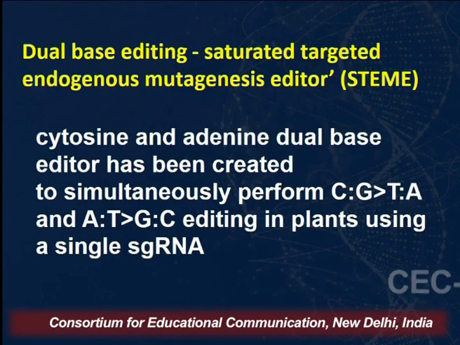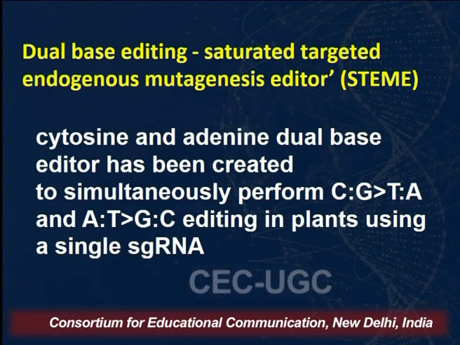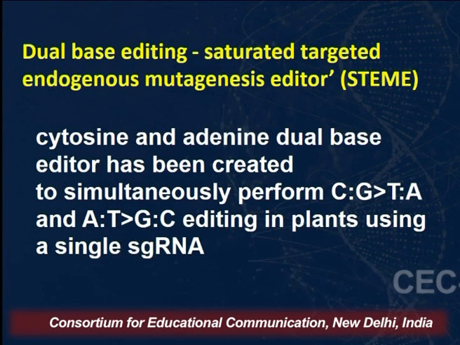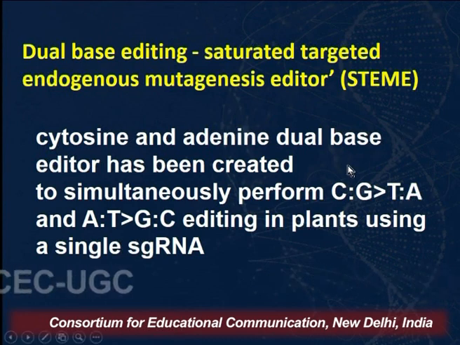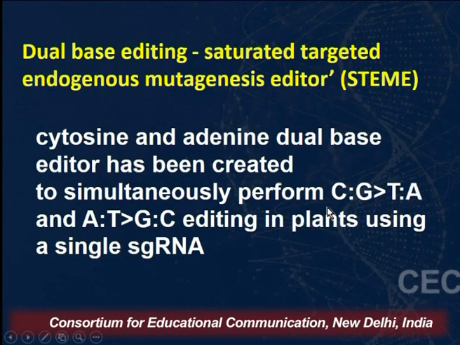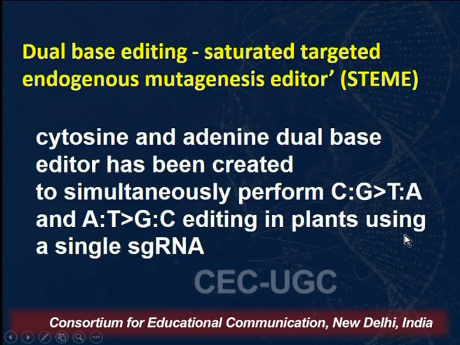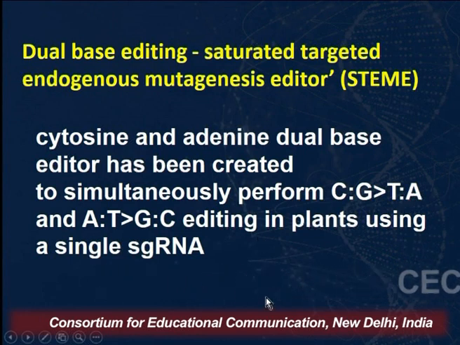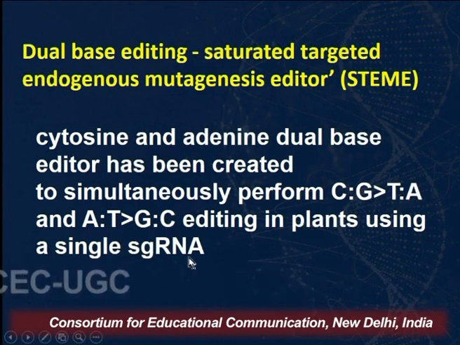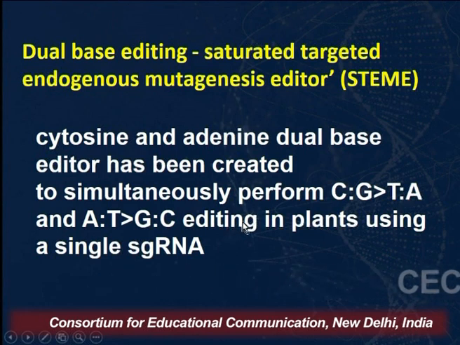There is another method, an advanced technology, which is the dual base editing. It is also referred to as the saturated targeted endogenous mutagenesis editor or STEME, and basically there is a fusion between the cytosine and adenine dual base editor, which is created to simultaneously perform the CG to TA and AT to GC editing in plants using a single guide RNA. So, a single guide RNA is used to create both kinds of mutations. Why? Because this nickase Cas9 will now be associated with both CBE as well as ABE editors.